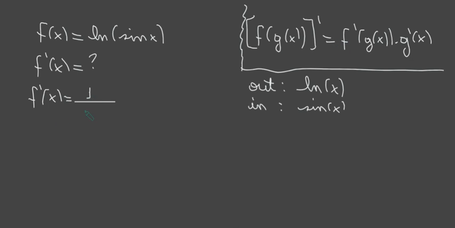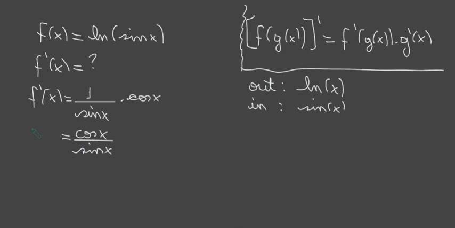So here is 1 over something, which in this case is sine of x, because this here is the innermost function, okay, times the derivative of the innermost function, the derivative of sine of x. The derivative of sine of x is just cosine of x. So this is equal to cosine times 1 divided by sine.